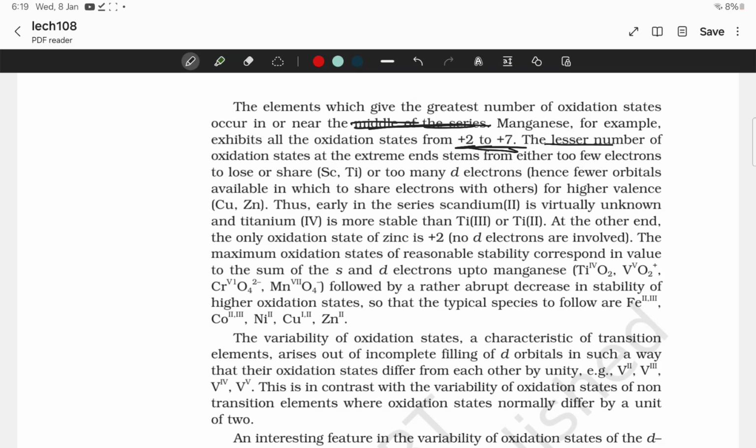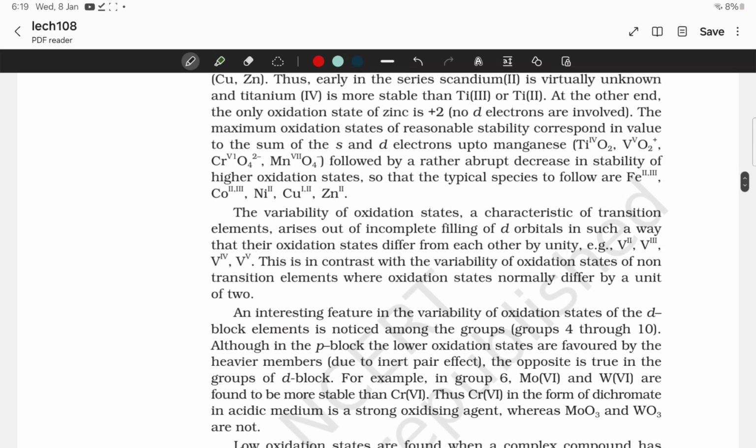The maximum oxidation states of reasonable stability correspond in value to the sum of the s and d electrons up to manganese, followed by a rather abrupt decrease in stability of higher oxidation states. Many things are written, not that important. The variability of oxidation state, a characteristic of transition elements, arises out of incomplete filling. Why are there variable oxidation states? The reason is incomplete filling of the d orbital in such a way that their oxidation states differ from each other by unity.